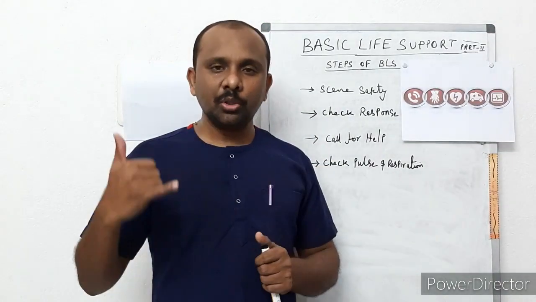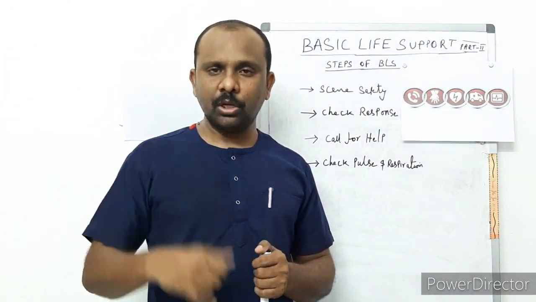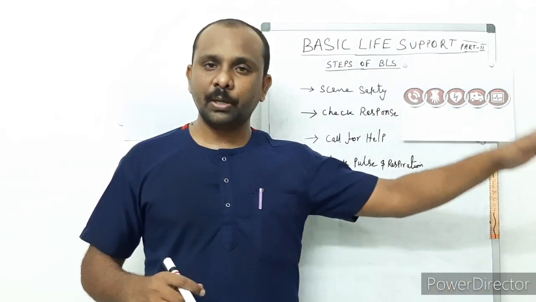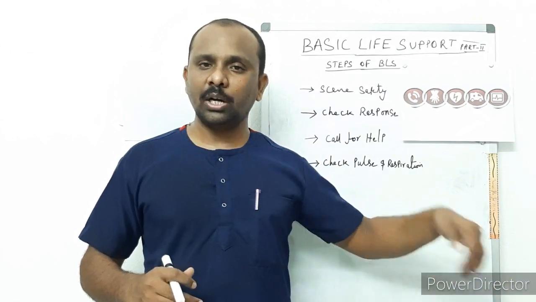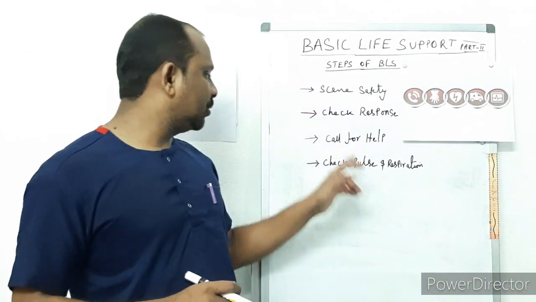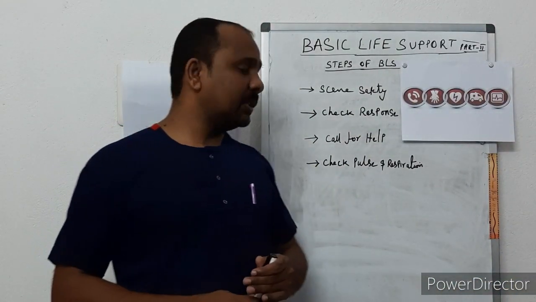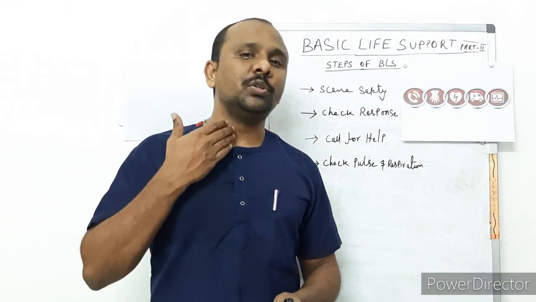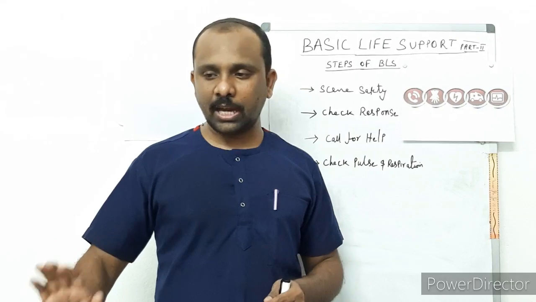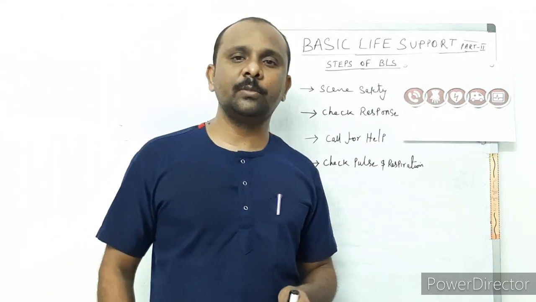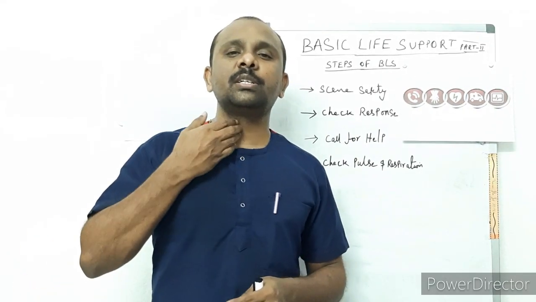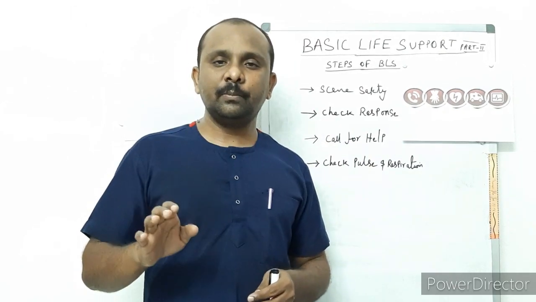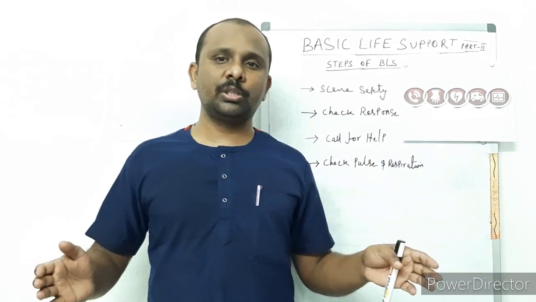Then call for help. If you are alone, you call through the phone. If somebody is there, you ask them to activate the emergency system and bring the AED and other equipment near to you. Then check the pulse and respiration simultaneously. How will you check? Use the carotid pulse, kneel down nearby the victim, use your 2 or 3 fingers, just 2 to 3 centimeter lateral to the larynx. Feel the pulse for at least 5 seconds, not more than 10 seconds.